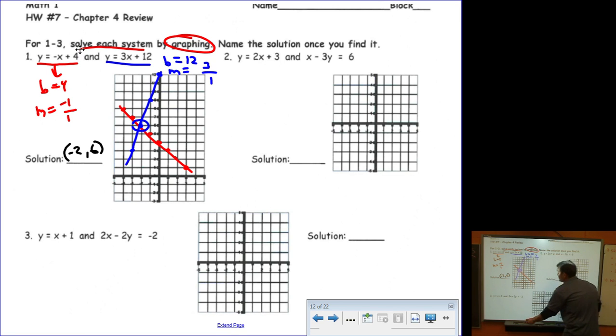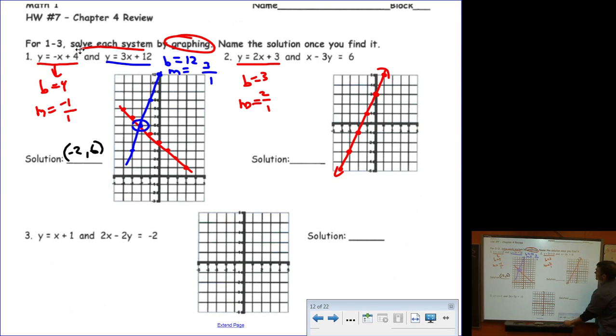Number 2. This equation is already in slope-intercept form, so I would have a y-intercept of 3 and a slope of 2/1. Therefore, to graph it, I'm going to put a dot at 3. I'm going to go up 2, right 1, or down 2, left 1. And that line is going to look like that.